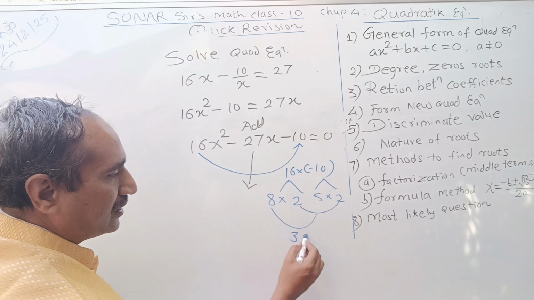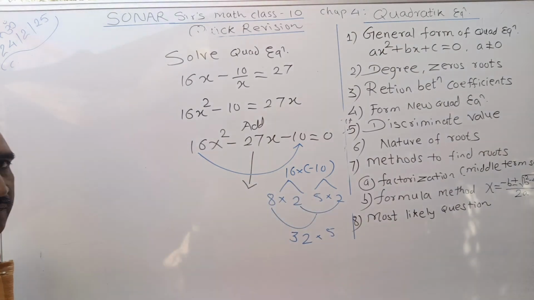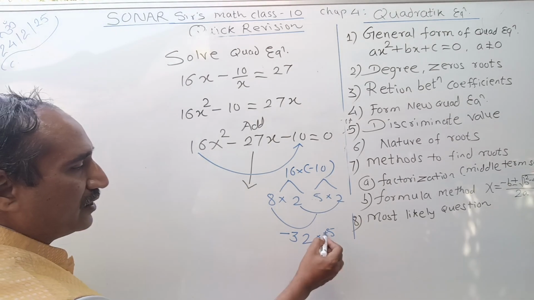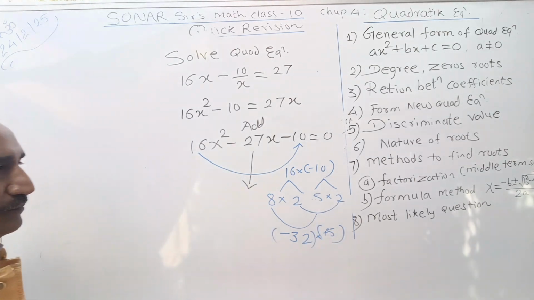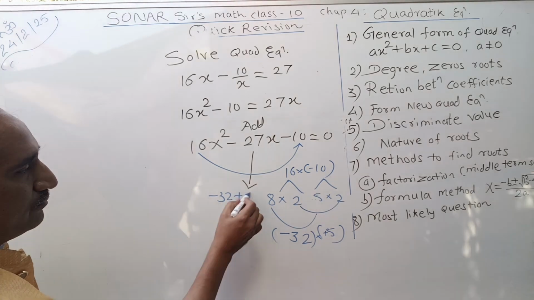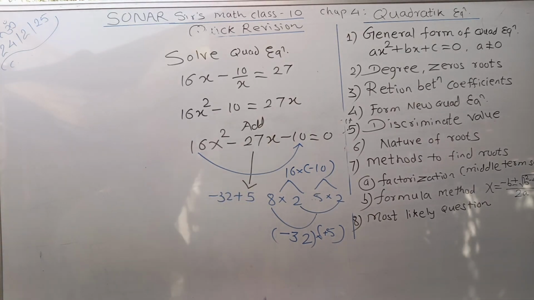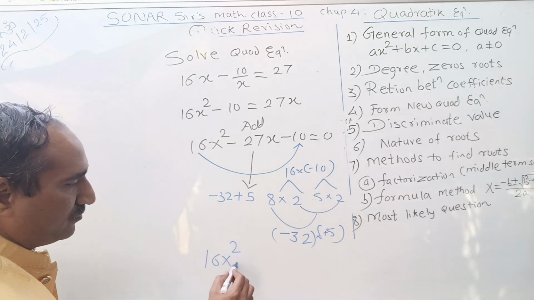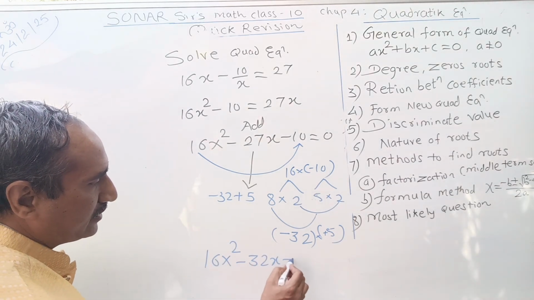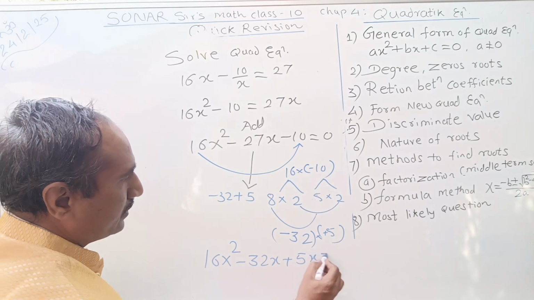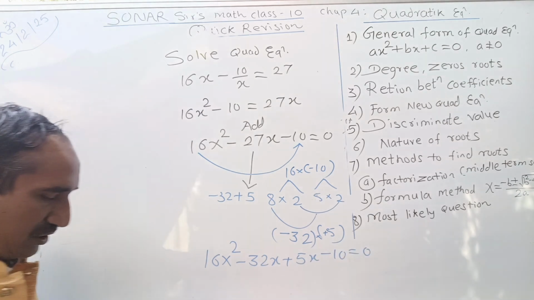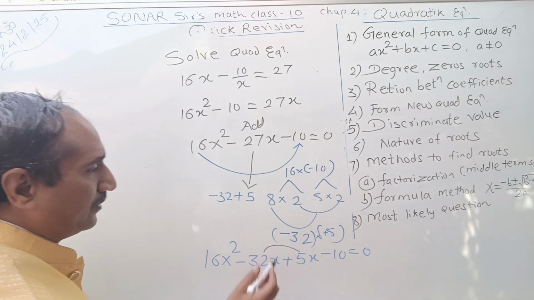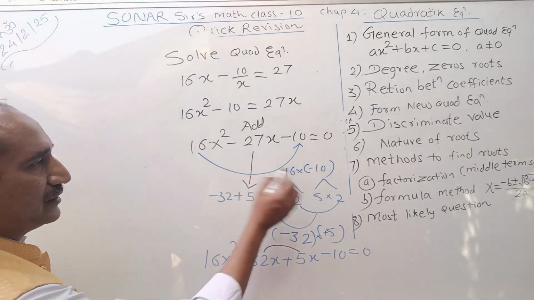8 4s are 32. And this 5. We are looking for minus 27. So minus 32 and plus sign with 5. So minus 32 and plus 5 are the factors. So we will write it down in the middle term separation form. Minus 32x plus 5x minus 10 equal to 0. Minus 32 plus 5 becomes minus 27, and their product is this one.